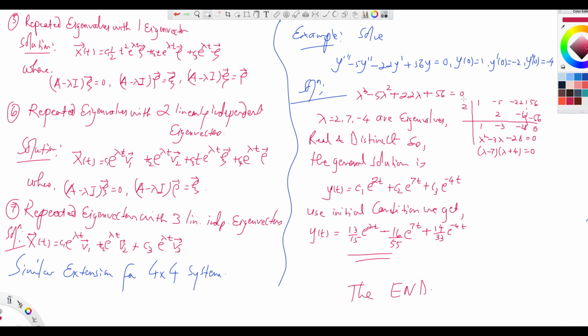I use synthetic division to find the lambda. So I plug in 1, it didn't work. When I plug in 2, I get remainder 0. So 2 is one of the solutions. I use that 2 to find the quotient, right? And when I did that, I got all the real and distinct eigenvalues: 7, 2, and -4. So the general solution will have this form, right? And we use the initial conditions to get this final form. So basically, this is not hard at all. This is just the extension. So this is the end of this course.